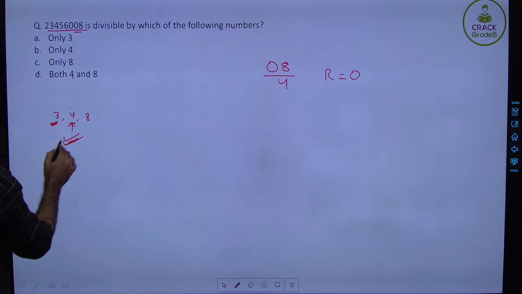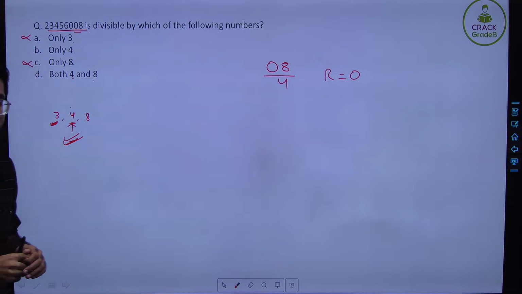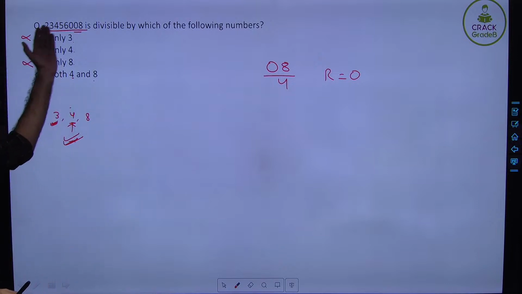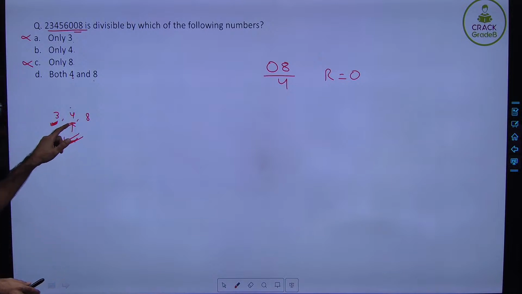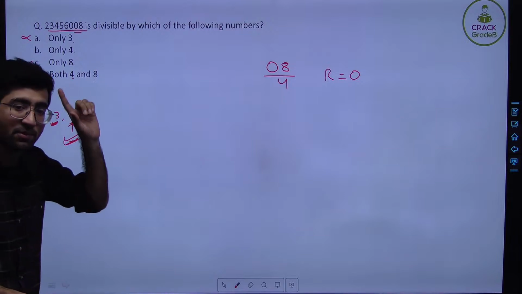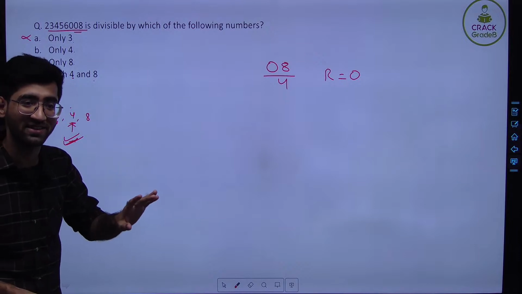See, if this number is definitely divisible by 4, you can immediately eliminate these two options, right? Now you don't have to think, now you don't have to add the numbers, right? Why? Because if this number is divisible by 4, you will definitely have to choose the option which says that yes, this number is divisible by 4, right?